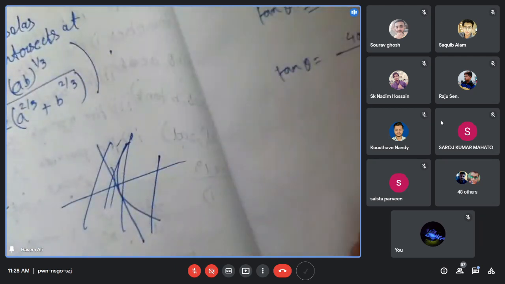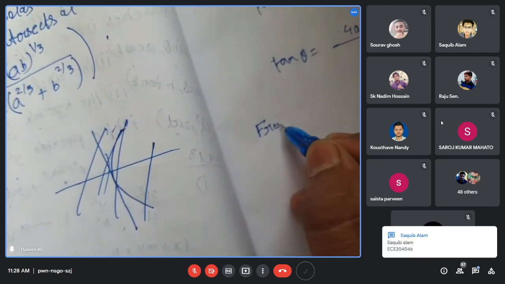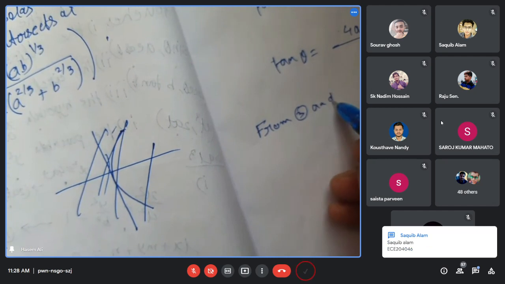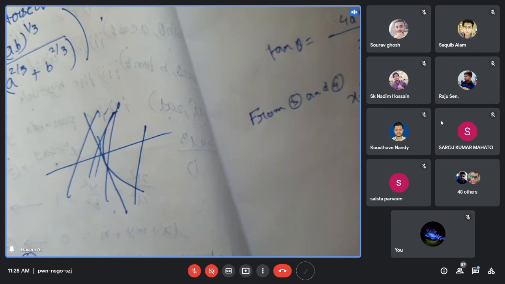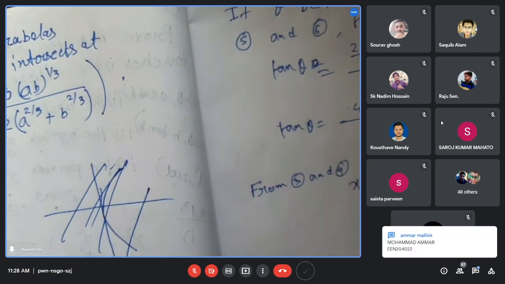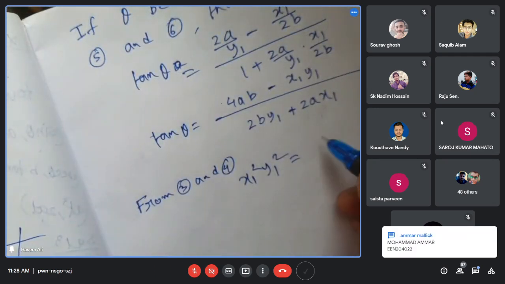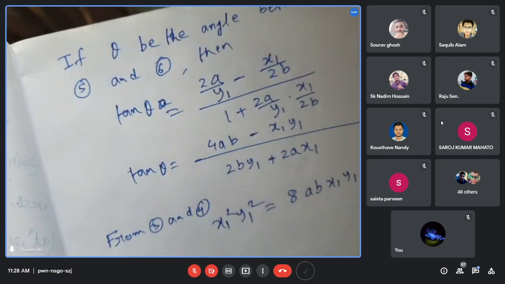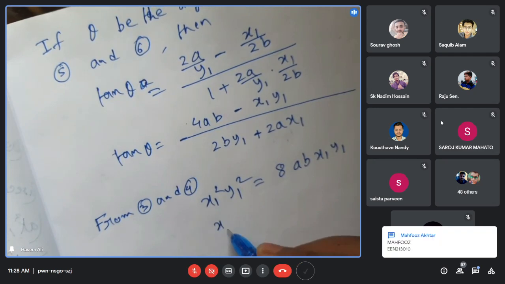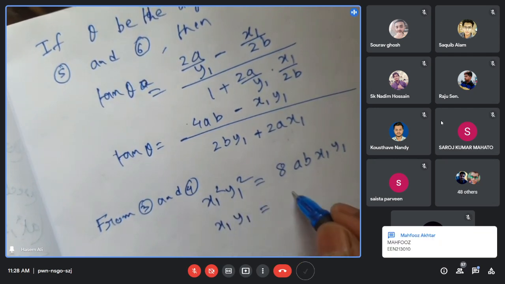So from 3 and 4 we have x1 square y1 square equals to 8ab x1 y1. That means x1 y1 equals to 8ab.